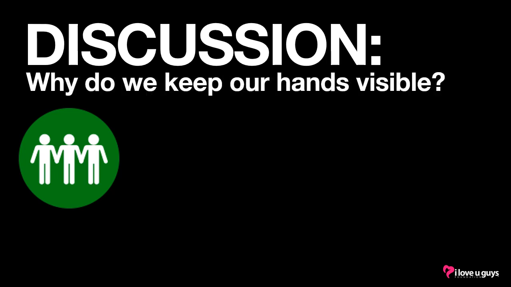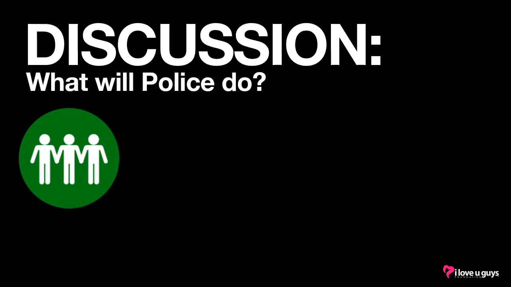Why do we keep our hands visible? Law enforcement officers are trained that hands can hold dangerous things. They will want to see your hands. You might be asked to evacuate hand in hand, or with your hands on your head. What will police do? In some cases, during the evacuation assembly, officers will want to verify that students aren't at further risk. They may search students and staff for other dangerous items.